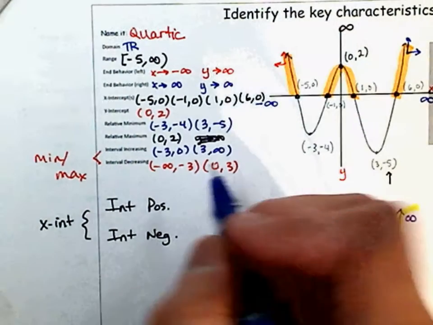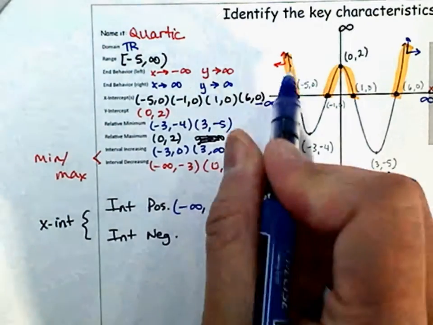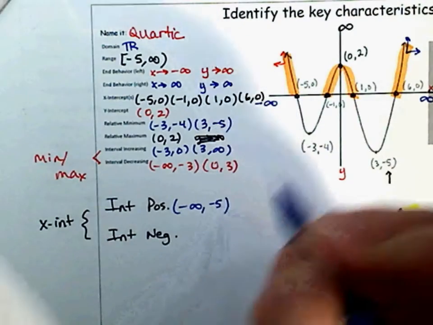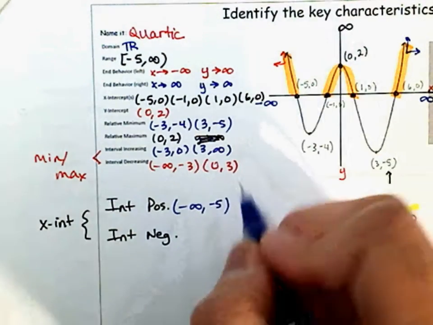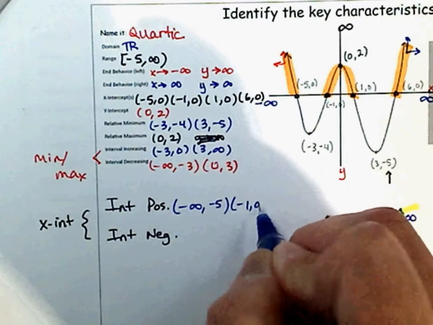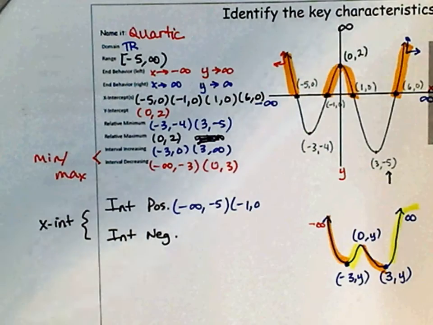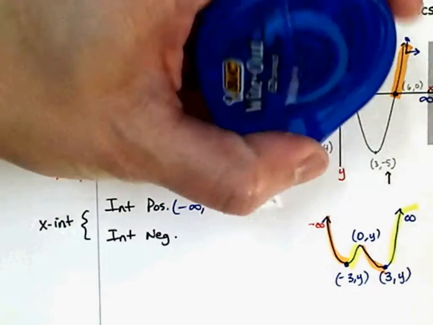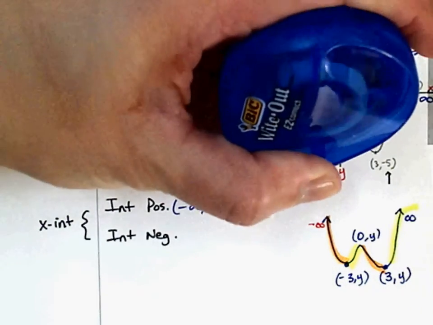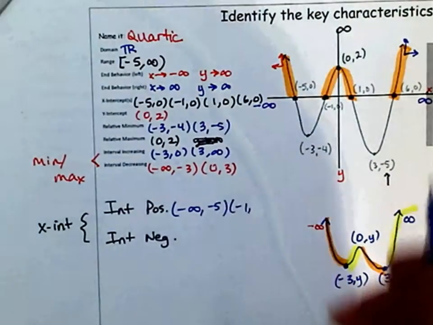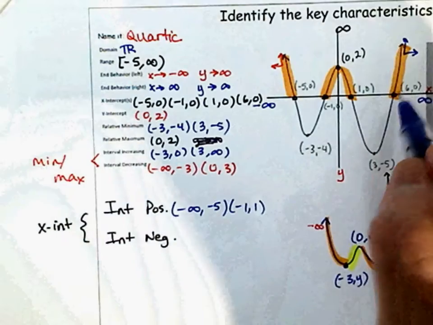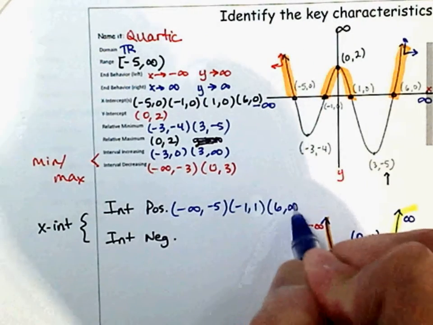So interval positive starting at negative infinity, stopping at negative 5, picking up at negative 1 to 1, and these will always be parentheses because negative 1 is not included. Let me rewrite that part. Okay, thank you. And then from 6 to positive infinity.